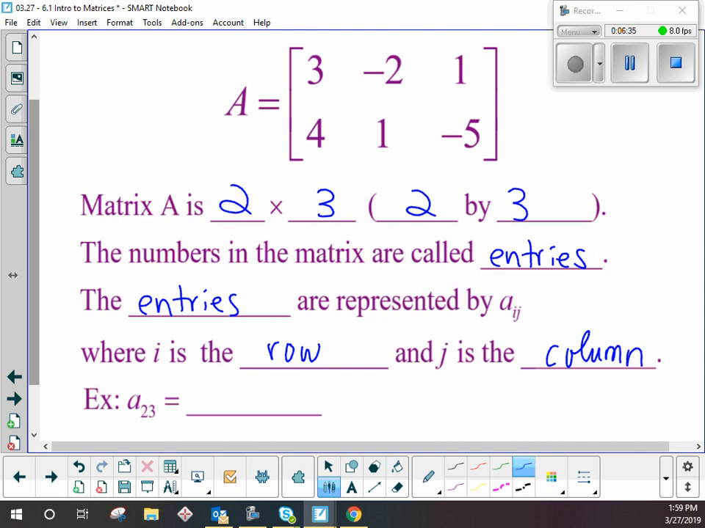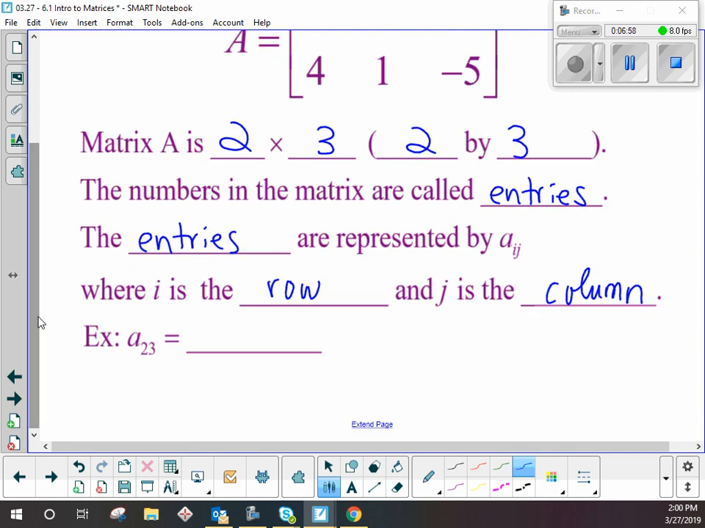So the lowercase a just means I'm talking about a specific number inside the entire matrix, capital A. But to identify where it is, we list the row number and the column number. So this example is asking me to find not A sub 23, it's not a 23. It's A sub 23, where 2 stands for row 2, and 3 stands for column 3. And the entry is going to be where those things overlap or intersect.